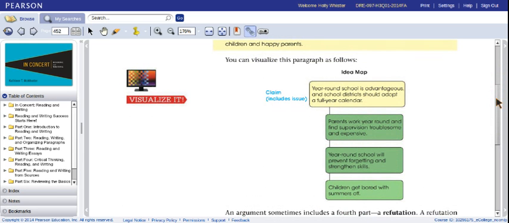So for instance, on the next page where you have the idea map about year-round schools being advantageous and school districts should adopt the full year calendar, the three pieces of support are that the parents work year-round, year-round schools will strengthen skills, and children get bored with summers off. So for each of those pieces of support, you would find evidence. You might find statistics, data, personal observations, all of those types of evidence that we've talked about previously in class.